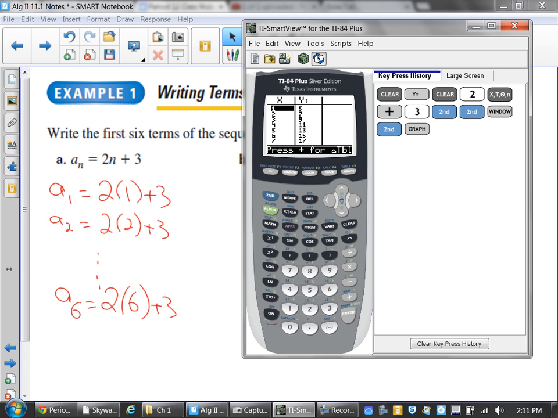Everyone changed their table? Okay. Hit second window. Go right back to second graph. Here we are. That's how you switch back and forth to your tables.